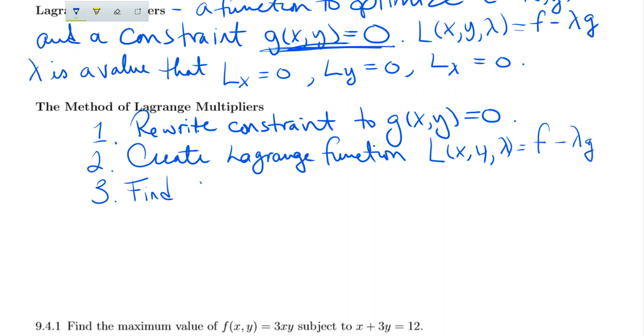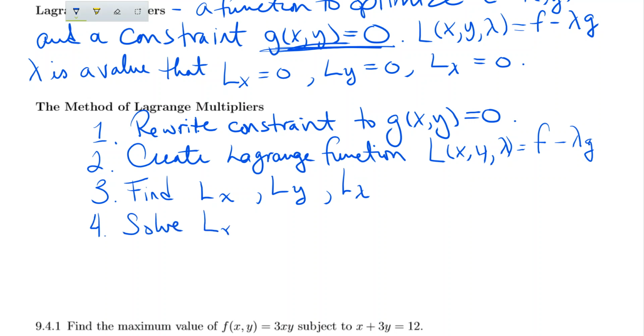So we're going to find the derivative with respect to x, the derivative with respect to y, and the derivative with respect to lambda. Started to write my lambda too early. Sorry about that. Step 4 is then we're going to look at and solve that system that we just found.